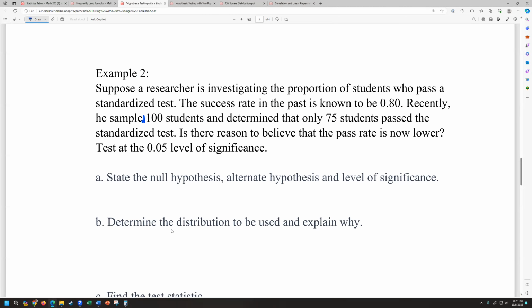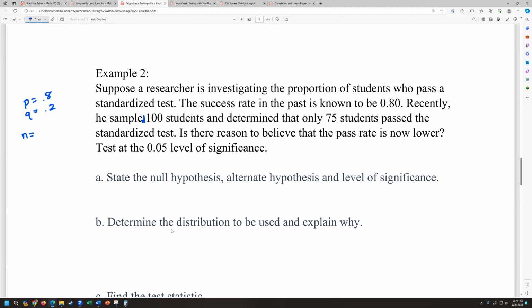Now, this is not a mean. Nowhere did he say that the students scored a specific grade on the test as the average grade. This is a proportion of students who pass the exam. So it's either a pass or a fail. That means we're dealing with a proportion. So we have a P of historical proportion, that's our population, in the past about 80% success. So that means our Q in the past has been, for the population, 20%. Because remember, this has to add to 1.